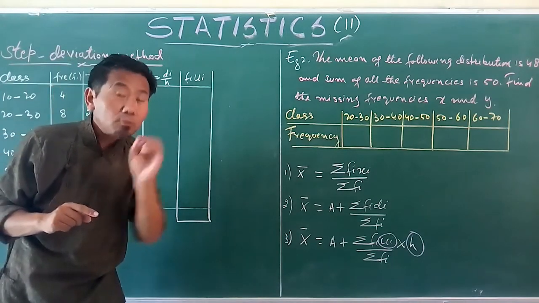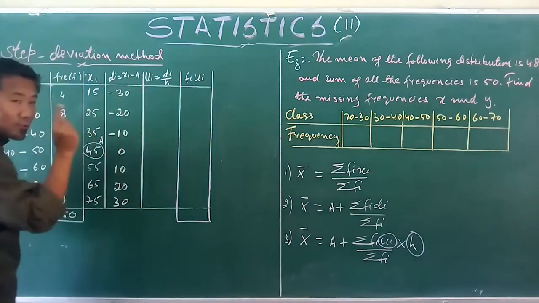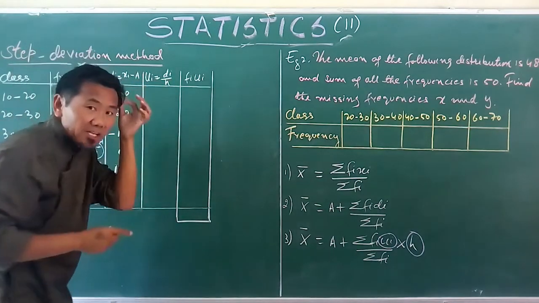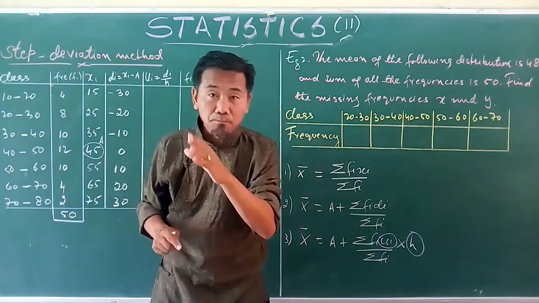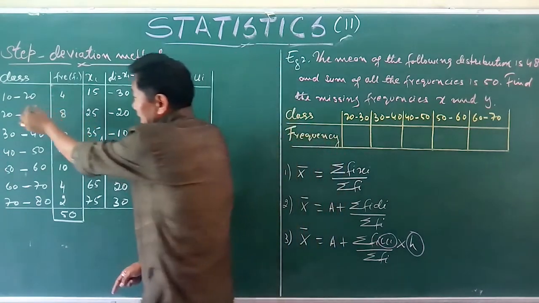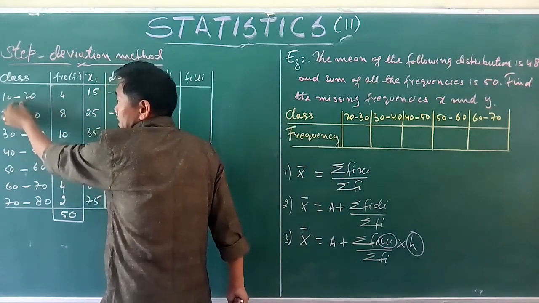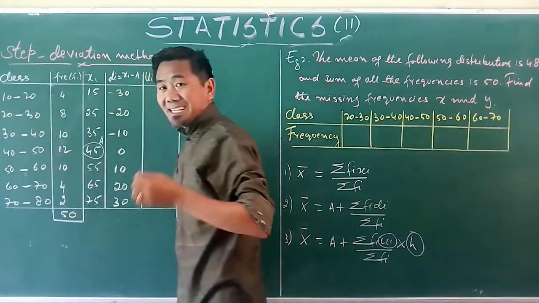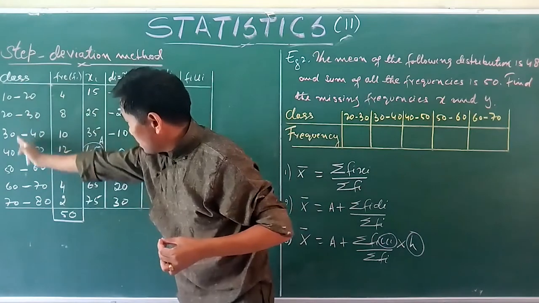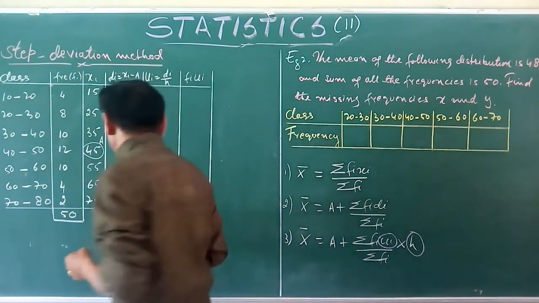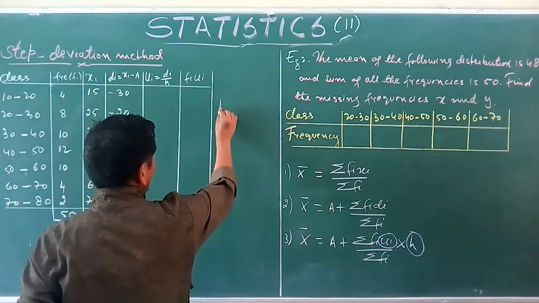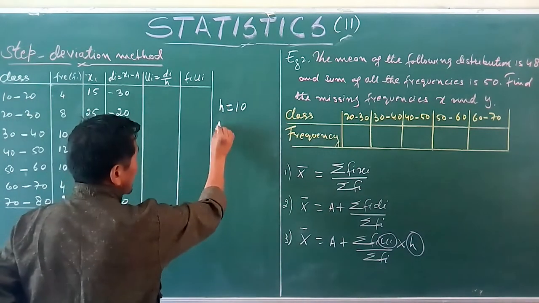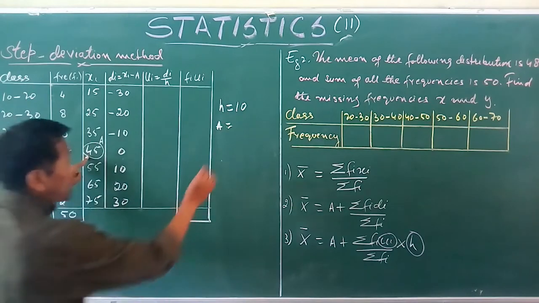Here ui is di divided by h. Why h? Because of the gap: 10 to 20, 20 to 30, the gap is 10 each time. So h is 10 here. And find the a: assume the mean to be 45.